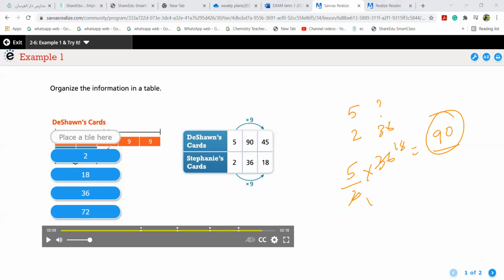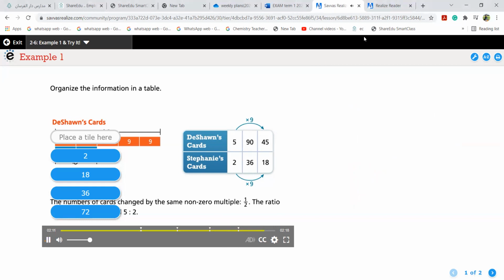So 90 was Deshaun's and Stephanie's was 18. And half of 90 is 45. Same thing that she said, but our way we got it directly. She explains well. The number of cards changed by the same multiple, so the ratio that relates them is equivalent. It's still 5 to 2.